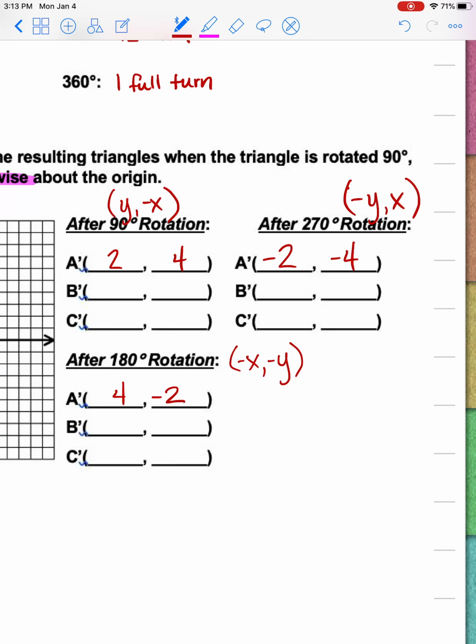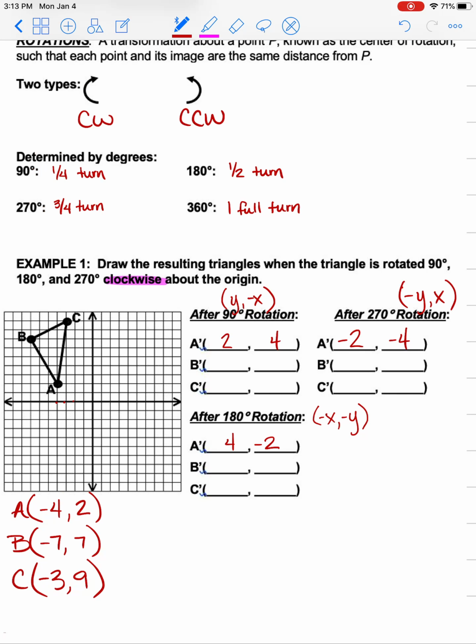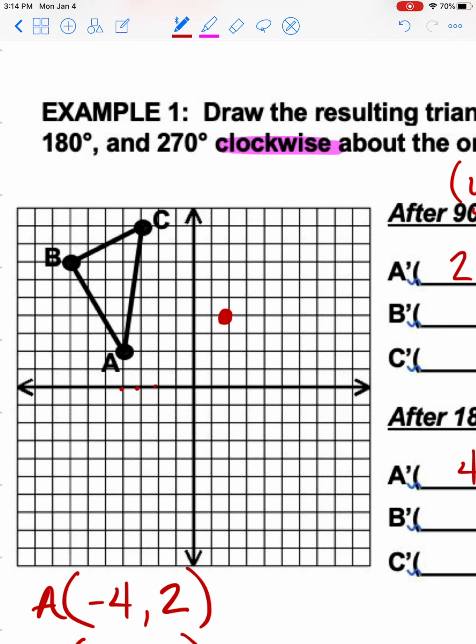Okay, so again, you're going to finish up with the B and the C. Do the same patterns there with them. And then what I would like for you to do is go in and graph. So I'm going to graph the A's with you to show you how I want you to do it. When you finish, you'll have 4 triangles on here. So if we do the 90-degree rotation first, 2, 4, over 2 up 4, we can see point A is right here. And I'm going to label that A prime.